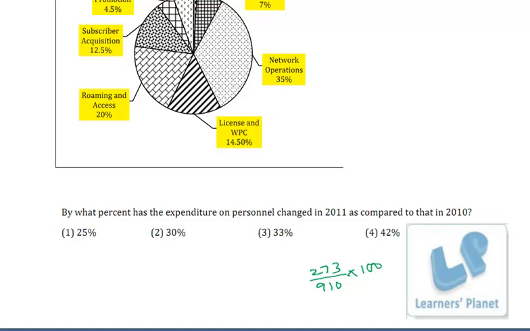So precisely it is very simple. 13 7s are 91, 13 2s are 26 and 1. So it's 30%, right? So the difference in overall expenditure is 30% and the personnel expenditure is 7% in both the years, so it will also be 30%. No need to calculate personnel expenditure separately. So 30% is the correct choice. I hope you are getting it.